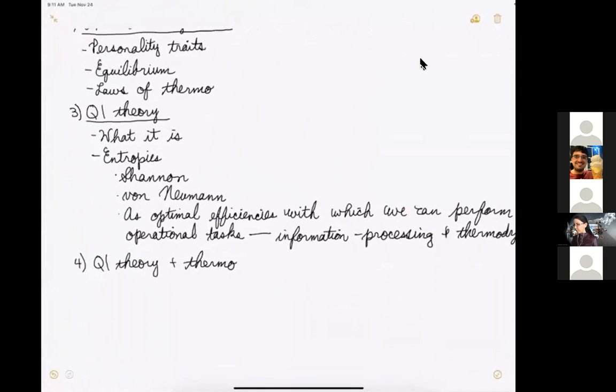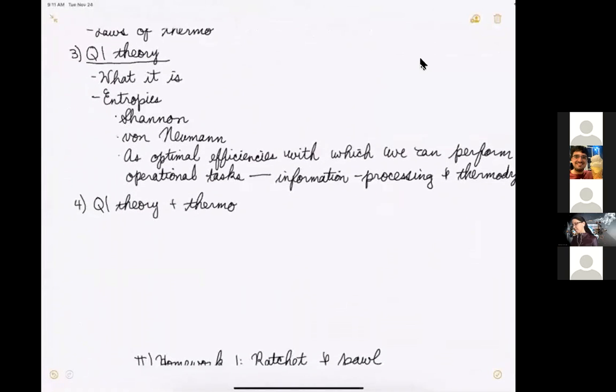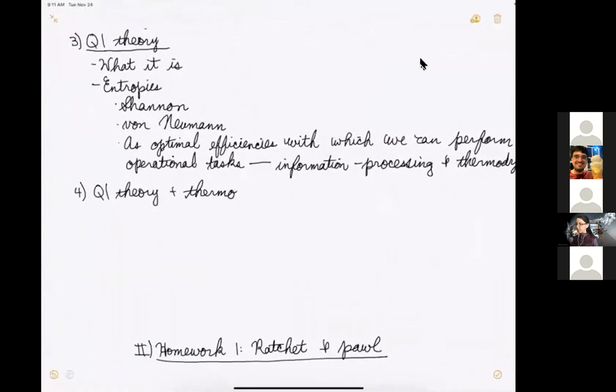As far as quantum information theory goes, we talked about what it is and talked a lot about entropies. We focused on the Shannon entropy and the von Neumann entropy, and we saw that those can serve as optimal efficiencies with which we can perform operational tasks, such as data compression in information processing or the compression of a gas in thermodynamics. So we talked about how entropies unite quantum information theory and thermodynamics, as well as an operational viewpoint.